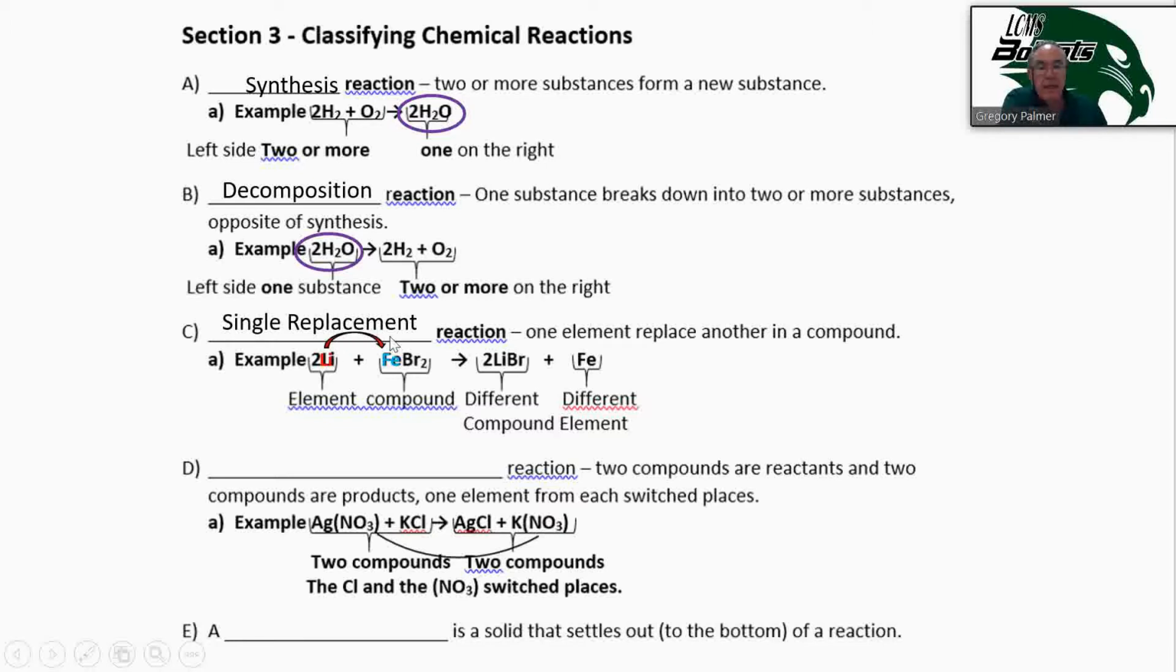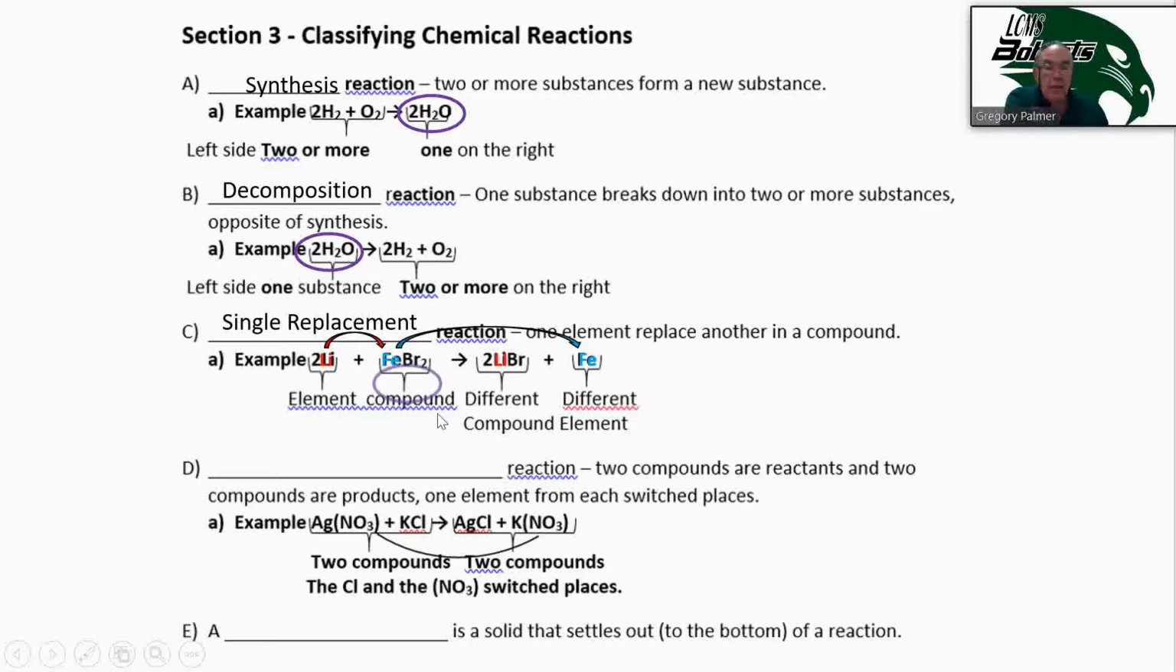The lithium is going to go and take the iron's place. It's going to replace it in that formula. And the iron is going to get kicked out. And you see over here in the products, the iron is alone. And look, see the lithium moved in there, and now it's in the compound with the bromine. There was one replacement. The iron got replaced by the lithium, and so the iron's kicked out.